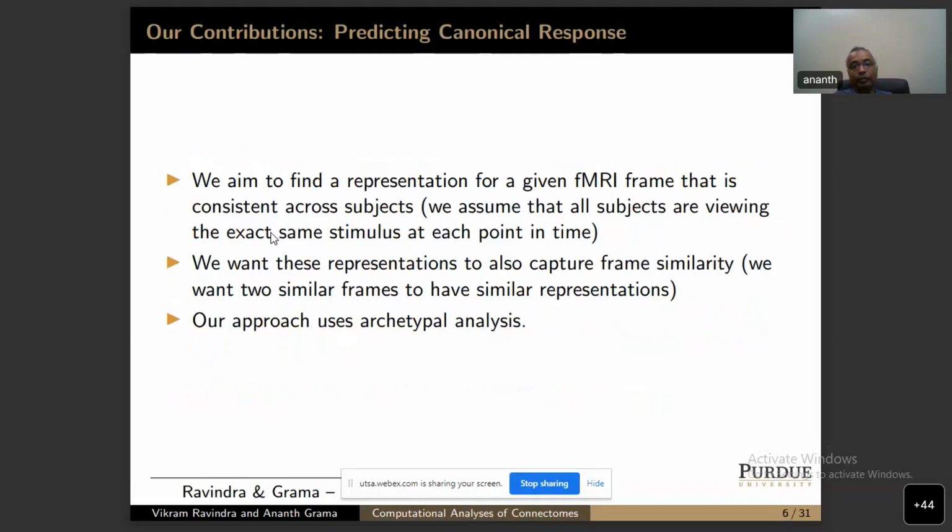All right. So here, the key is as follows. The goal is to find representations for a given fMRI that is consistent across subjects. In other words, I'm trying to extract something from our connectome that is similar to you and I as we watch the same show. And we want these representations to also capture something about what we're watching. In other words, what is common to your and my brain as we watch the same thing? And can I correlate what I'm extracting with what we're watching? And here we use a slightly different matrix technique, and this is called archetypal analysis.